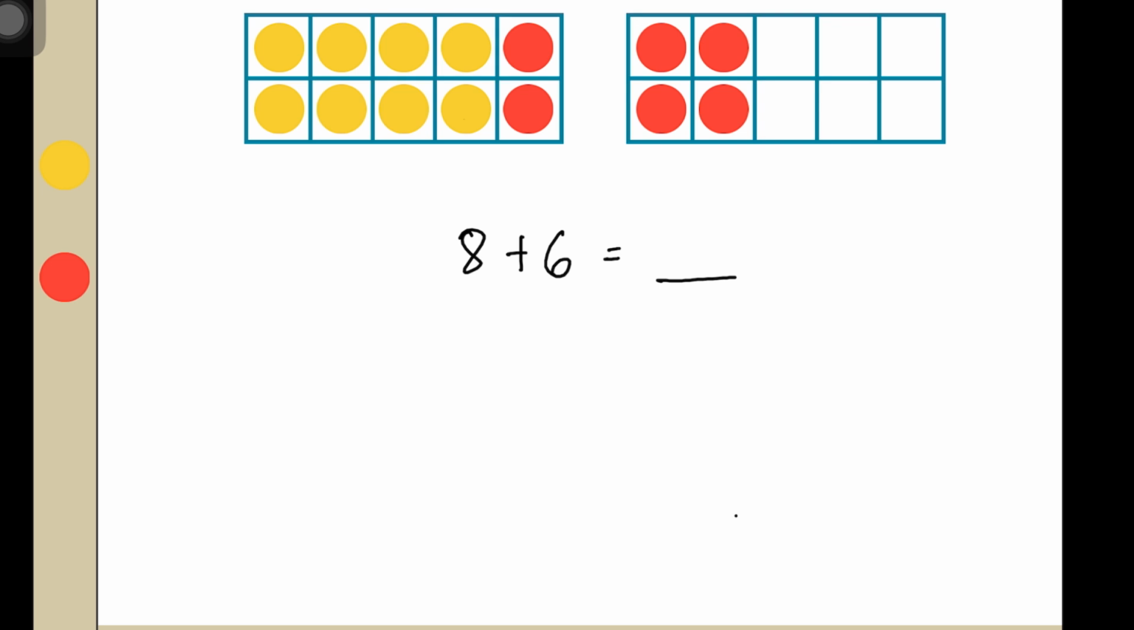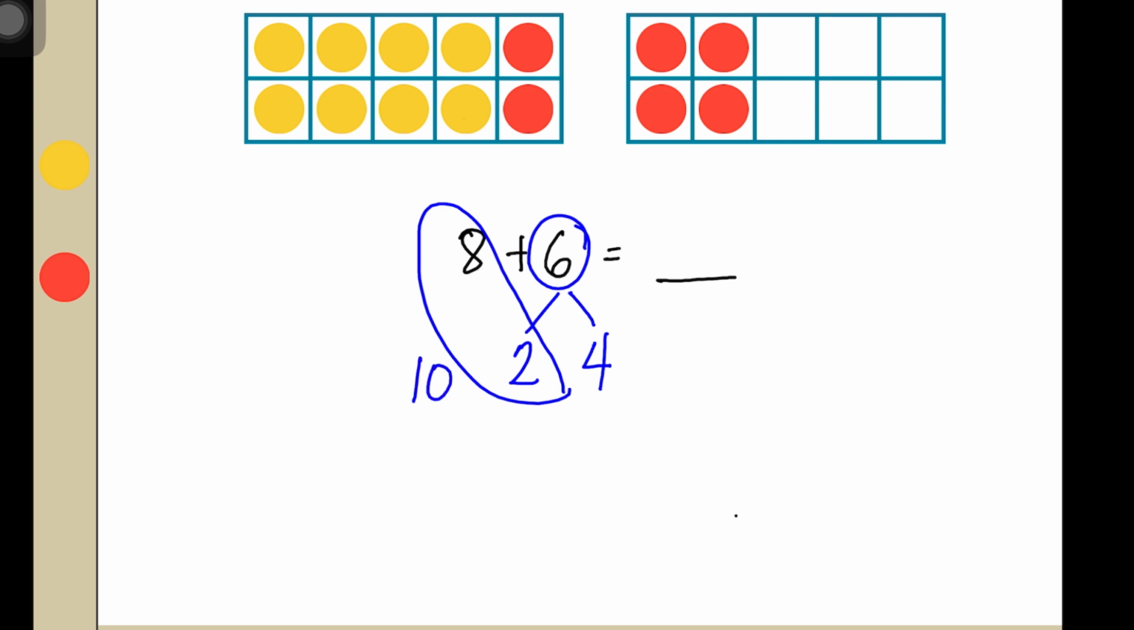Using the number bond, this became 2 and 4. And then the 8 and 2 was able to make 10. And I'm left with 4 there. And of course, 10 and 4 make 14. So the answer here is 14.